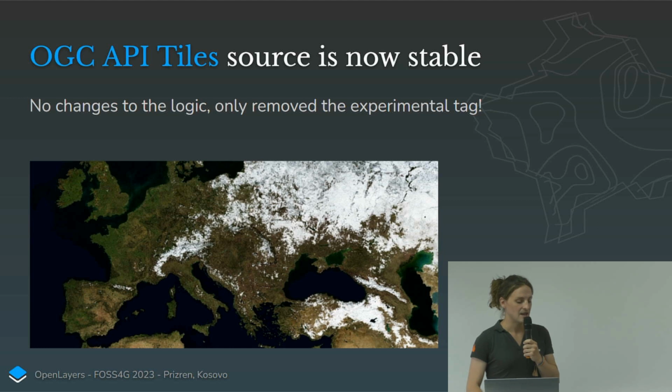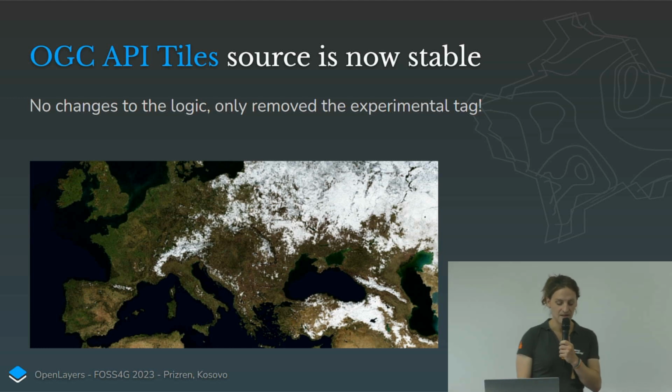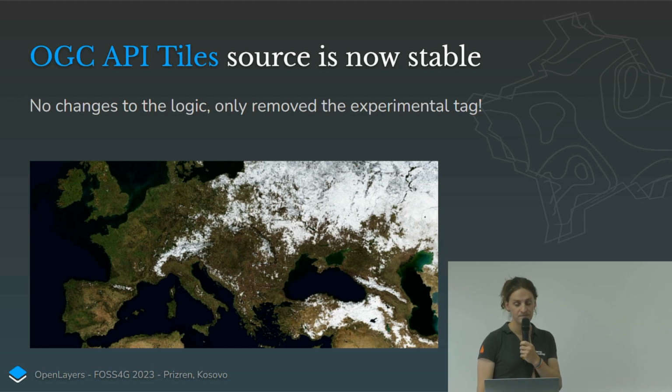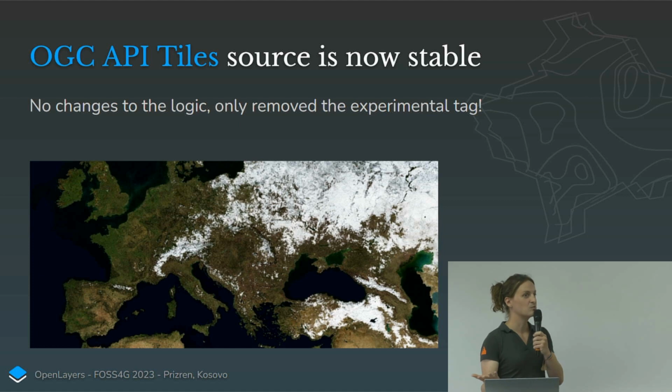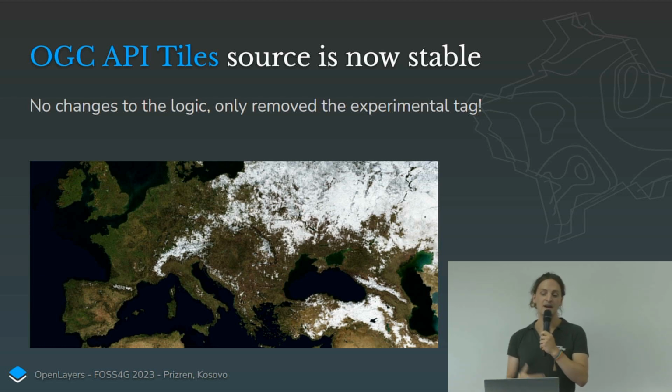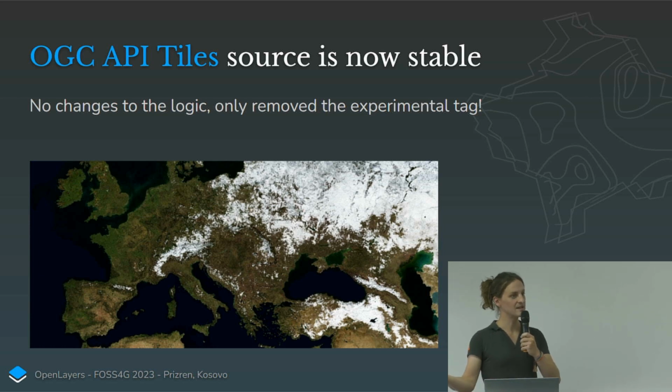Right, so the OGC API Tiles specification is now final. So the corresponding source in OpenLayers is now considered stable. Basically, it was just removing the experimental tag, but it means also that this source is now part of the API, it's considered stable, and you can use it safely.